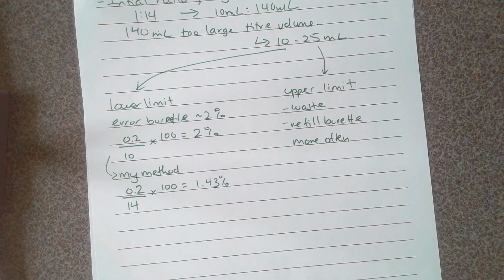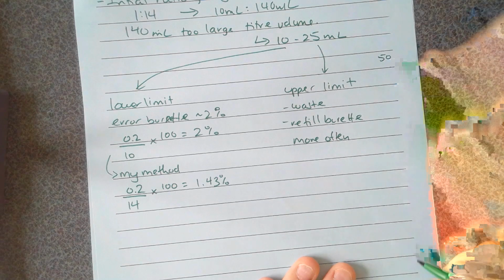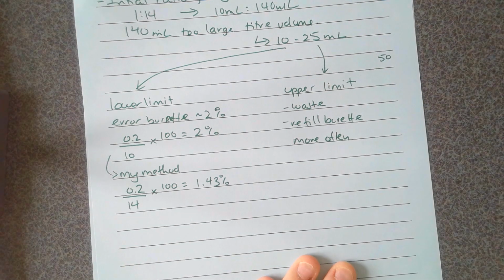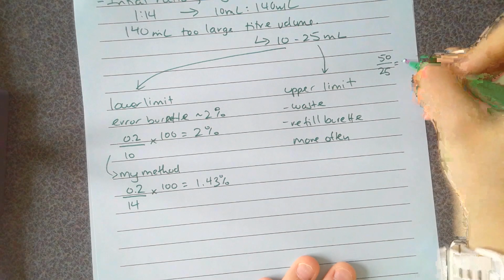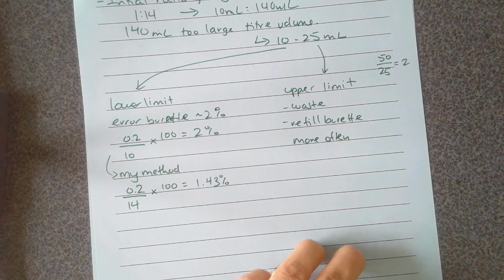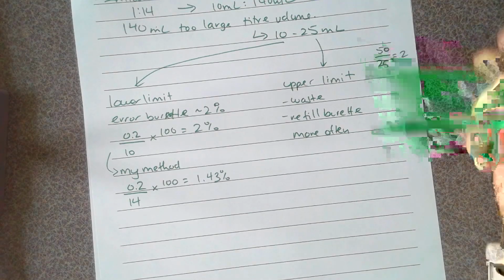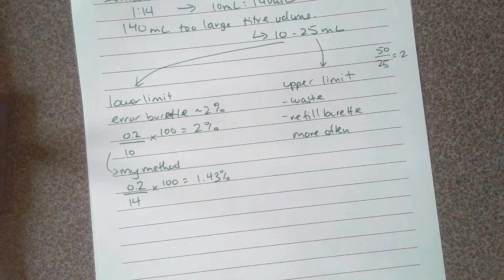So in theory, if I have a 50 milliliter burette and I have a 25 milliliter titrate, I can do 2 titrations from that one filling. Does that make sense? If I have 30, then I'm going to have to refill it. And if I'm above 50, then I have a real big problem. So that's what we're looking at as our second kind of thing. Why do we have a lower limit? Why do we have an upper limit?